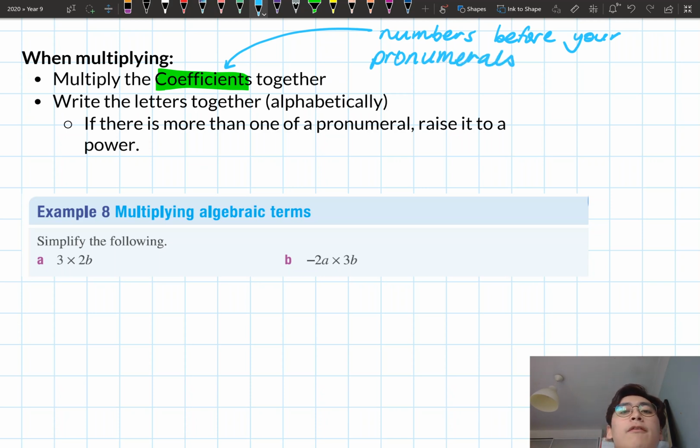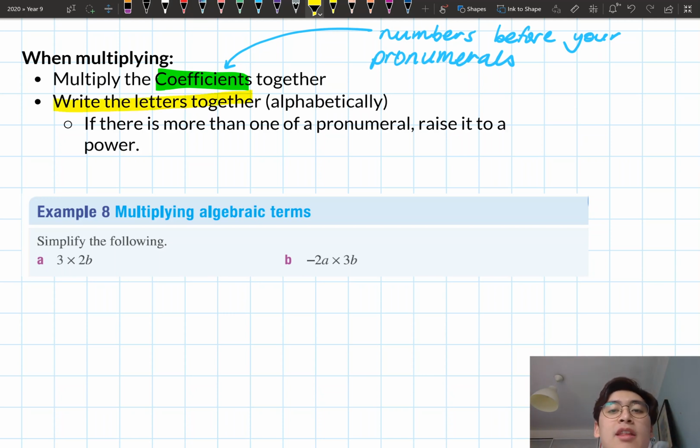What we're going to do is the first step when we multiply algebraic terms is we multiply the coefficients together. Okay, then the second step is that you just write the letters together alphabetically. When we multiply, we get rid of the multiplication symbol. And so how we do this is we write them without a gap. So we just write the letters together.